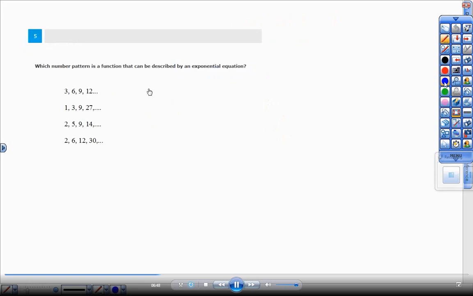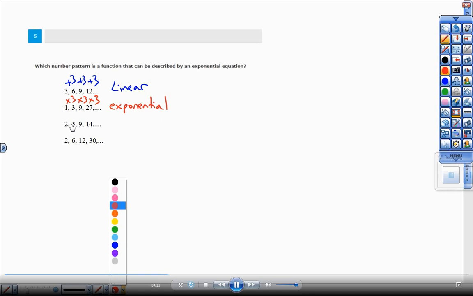All right, number 5. This one says which function or which pattern is an exponential equation. That's timesing. First one is adding by 3, linear. Second one is timesing by 3 all the way through, which makes that exponential. The third one and fourth, I believe, are neither, because you're adding by 3 right here, adding 4 right here, adding 5 right here. That's a neither, one of those neither exponential or linear.